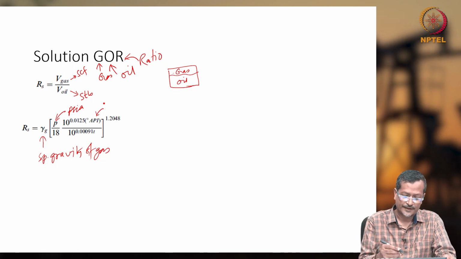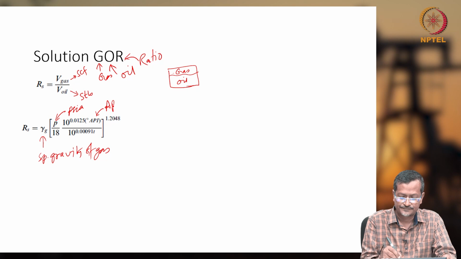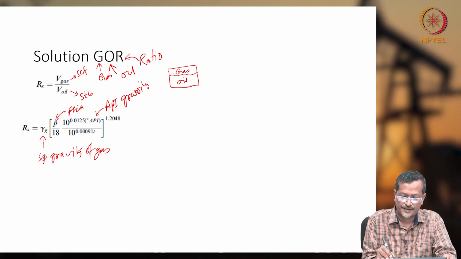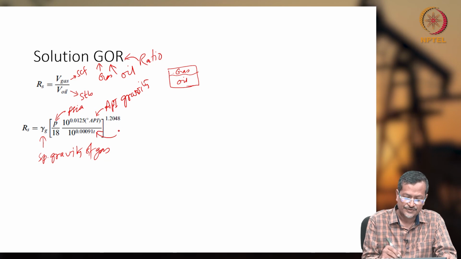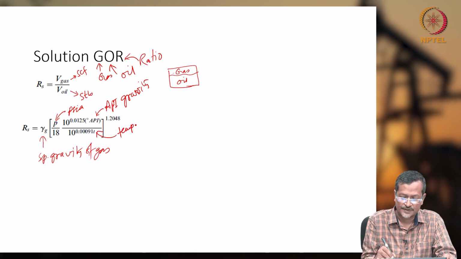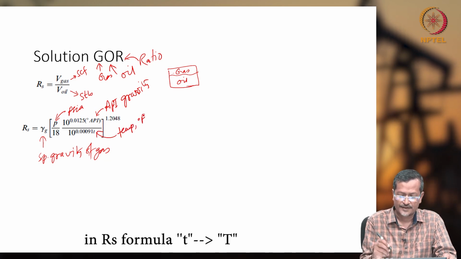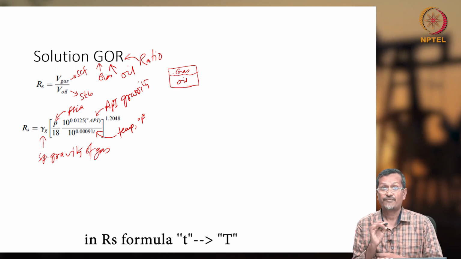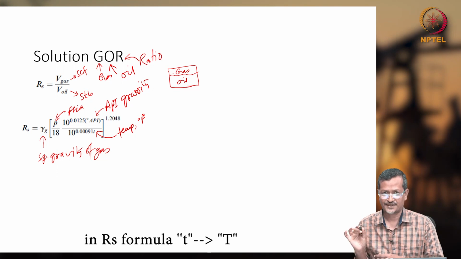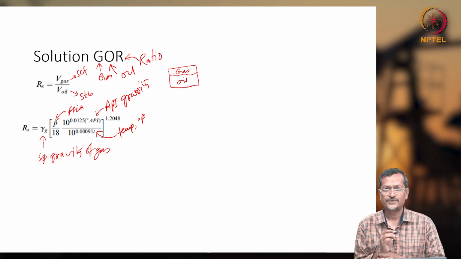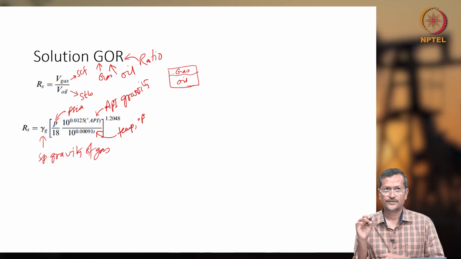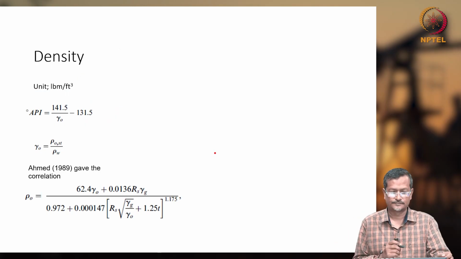Now API is API gravity, and T is temperature in degree Fahrenheit. In the oil industry we normally use Fahrenheit temperature, not centigrade. Sometimes we use Rankine temperature also, which we will see later. Rankine means degree Fahrenheit plus 460.